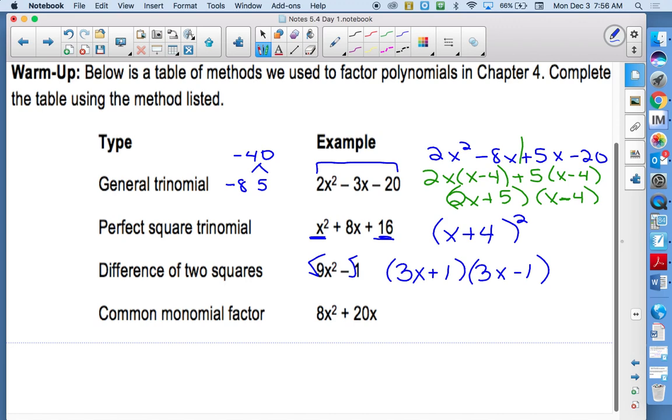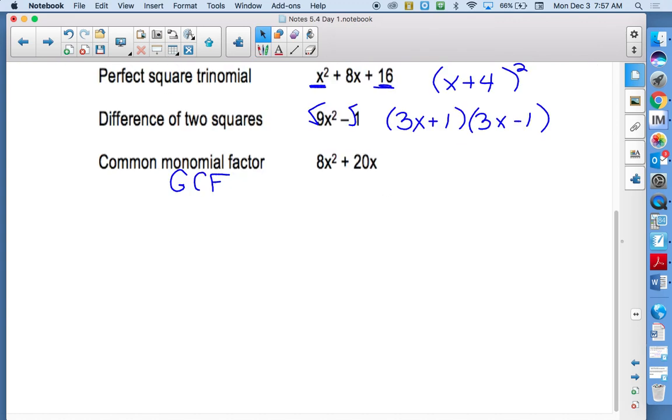And then the last one just says a common monomial factor. That's another way of just saying take out the GCF. There's nothing else going on with this problem besides the fact that it has a greatest common factor. Anybody know what that greatest common factor is? 8x squared plus 20x. What do they have in common? Maddie? What else besides a 4? They both also have what behind them? Yeah, you're good. They have a 4 and an x.